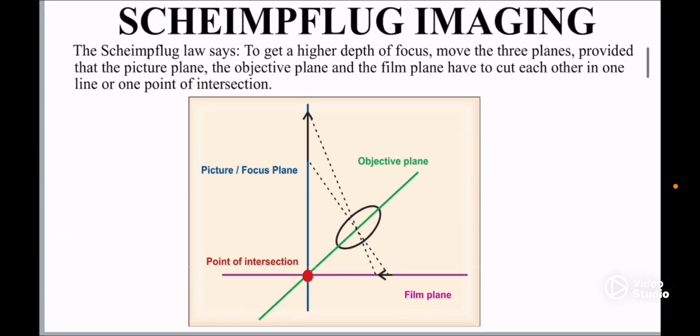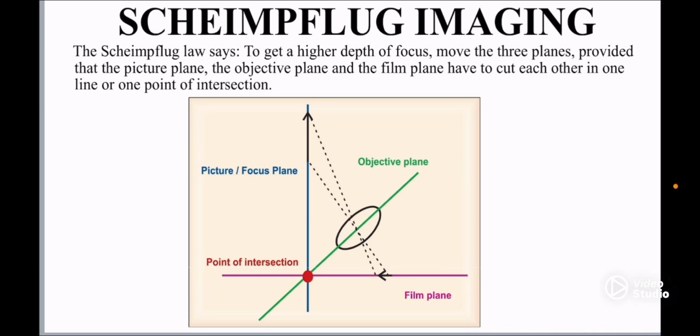Now coming on to Scheimpflug imaging. What Scheimpflug law says is, to get a higher depth of focus, move the three planes, provided that the picture plane, the objective plane, and the film plane have to cut each other in one line or one point of intersection. Now, what does it mean?